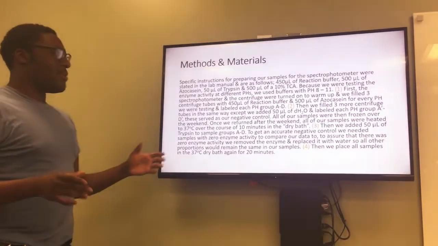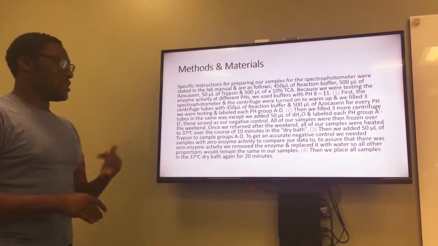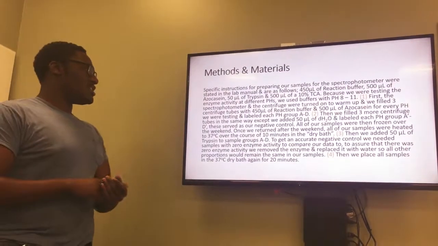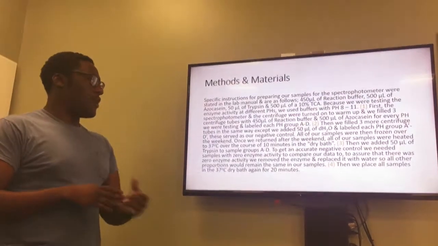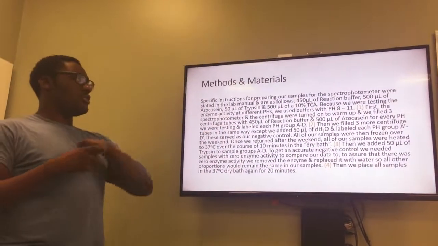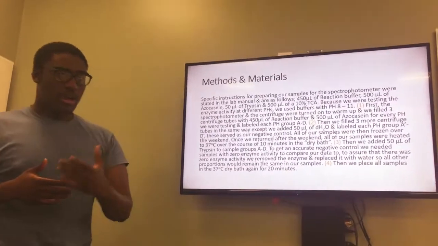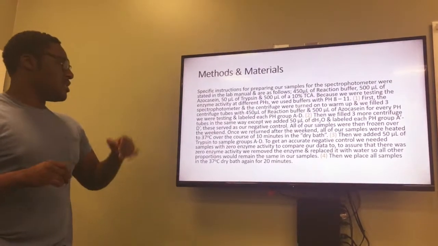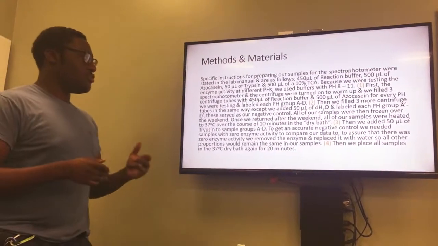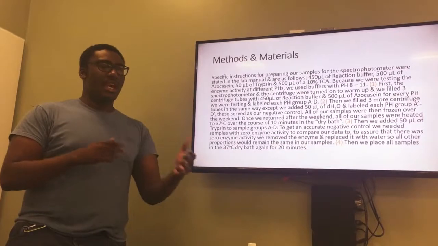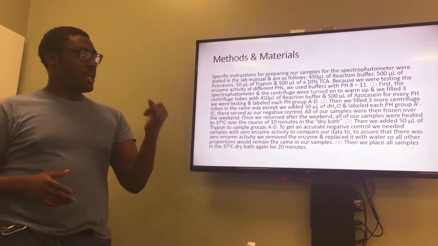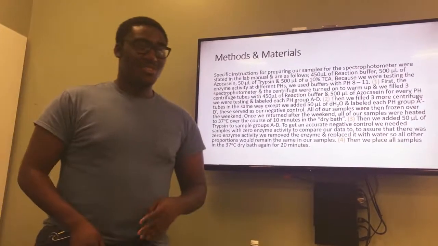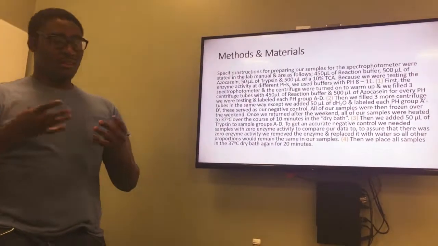First, we set up everything by getting the spectrophotometer and the centrifuge to warm up. We filled 3 centrifuge tubes with 450 microliters of reaction buffer, then 500 microliters of the acetyl casein for every pH. We labeled the pH groups A to D, and you can see how it relates because you have pH 8, 9, 10, and 11. So we have A, B, C, D.